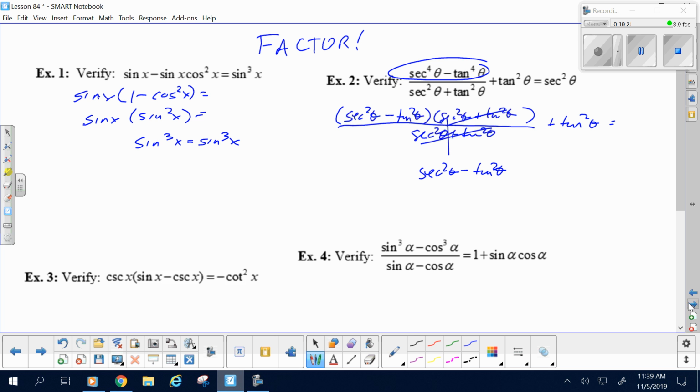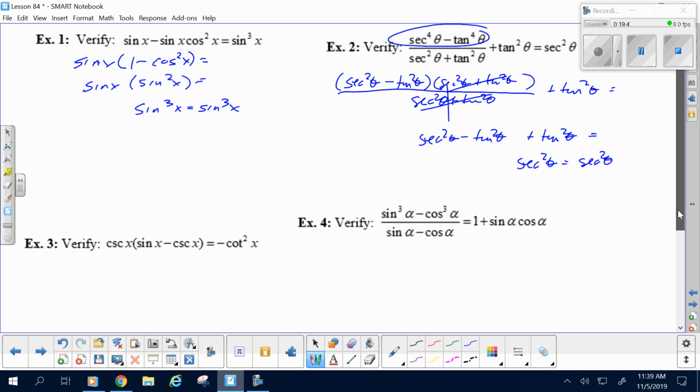See, when I factored, I was able to divide out a secant squared plus tangent squared, leaving me with secant squared minus tangent squared from the fraction. And that's all. Then, if I combine the negative tangent squared and the tangent squared, I just have secant squared. And done. All right.